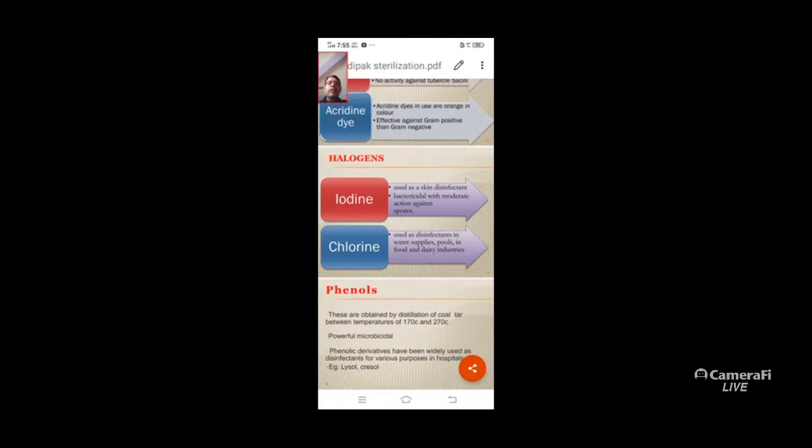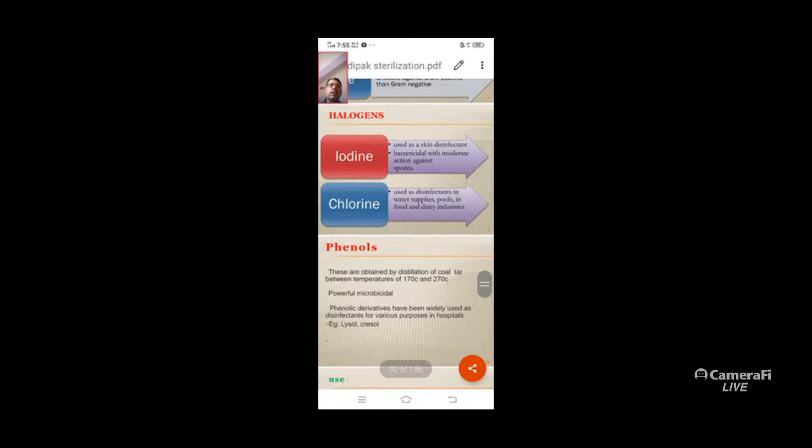Basically in case of povidone iodine, which is marketed as betadine for sterilizing or disinfection of the skin. Chlorine, another important halogen is the chlorine. The chlorine is used in the water treatment plant in case of municipality and other water treatment plants also. Chlorine is used for disinfection in the water supplies and pools, in the foods and the dairy industries.